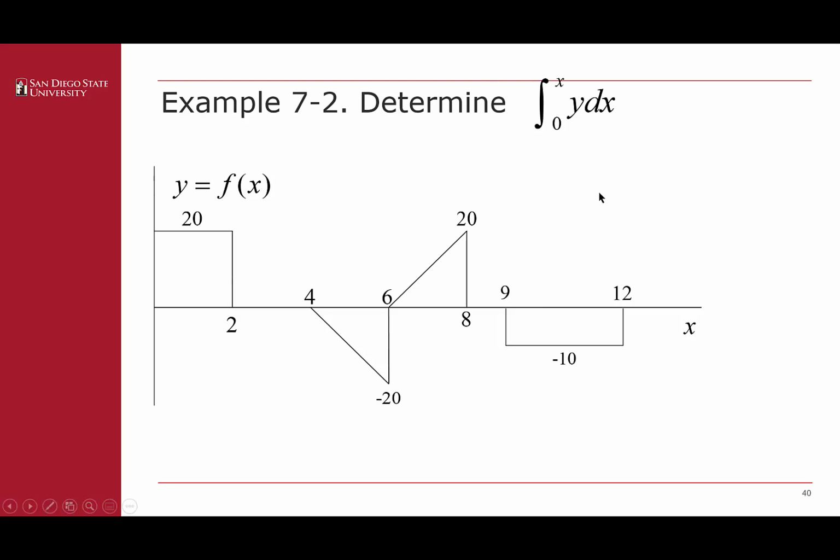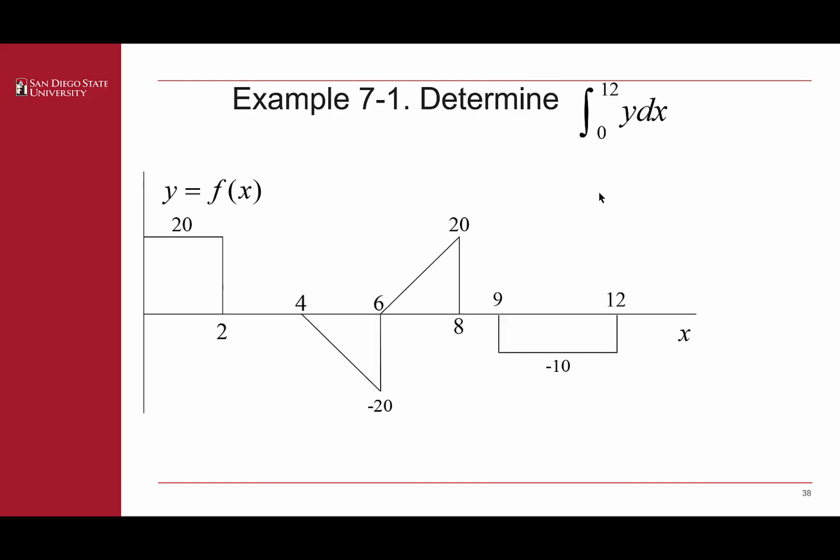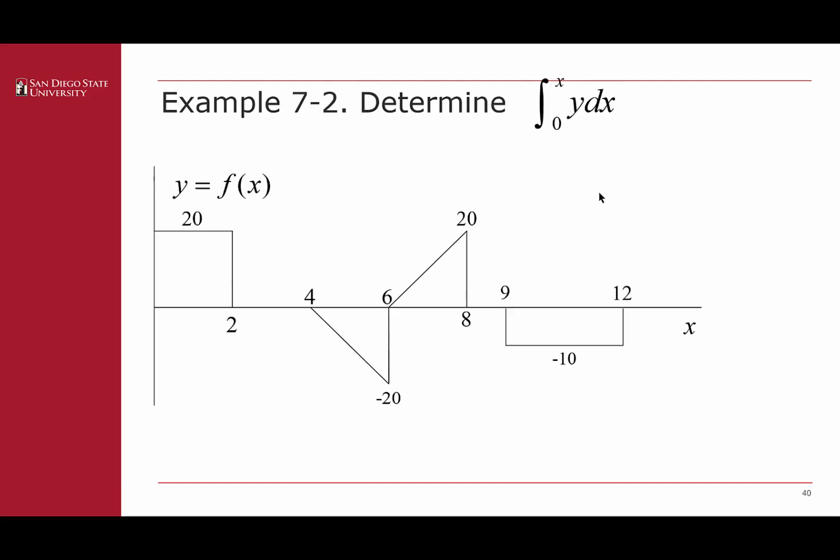In this example, we have exactly the same function, and the question again asks to determine the integral, but this time our boundaries are different. In the previous example, our boundaries were from 0 to 12, but this time it's from 0 to x, so we have a variable boundary on the upper bound.